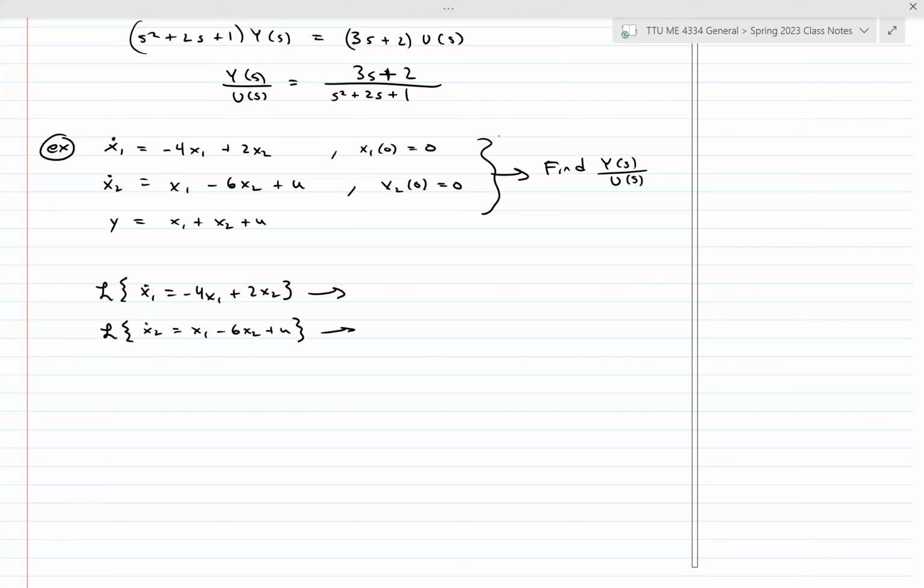We're looking for a transfer function. We want to do a Laplace transform at some point. So we get, with 0 initial conditions, Laplace transform of x1 dot is s X1 of s. Laplace transform of -4 times x1 is just big X1 times -4. And same thing with this guy over here, right? We apply that same logic. There's our second equation here.